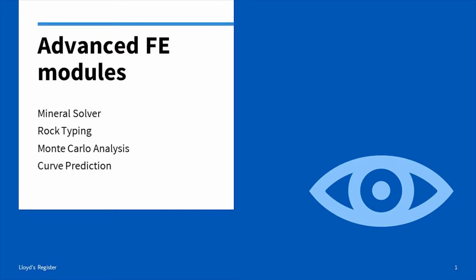Okay, so let's look at some of our advanced formation evaluation modules in IP. I'm sure most of you already use our deterministic petrophysics workflow. But you can also take your interpretation to another level. Perhaps you've got very complex mineralogy, perhaps you have some missing data, or you maybe want to understand the uncertainty in your analysis. So here we'll look at some of the tools that you can use to take your interpretation to that next level.